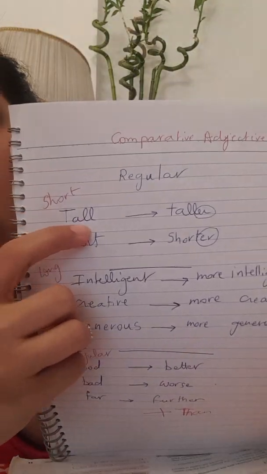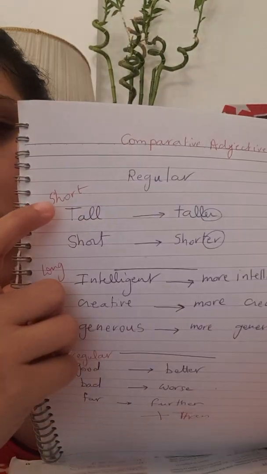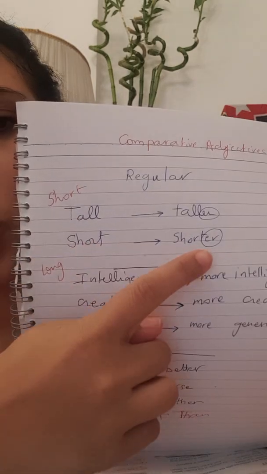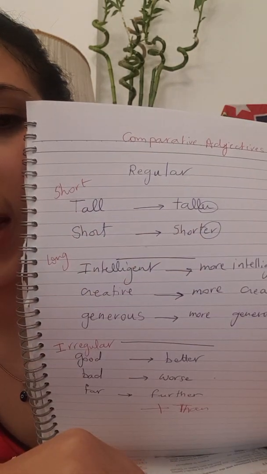So Sarah is tall. I want to compare between Sarah and Farida. What do I say? I say Sarah is taller than Farida. So I add an ER at the end, like here, okay? Tall, taller. That's a short adjective. Short, shorter. I add ER at the end.